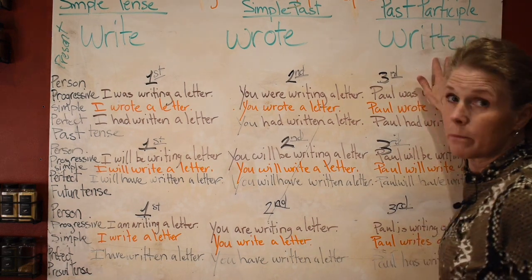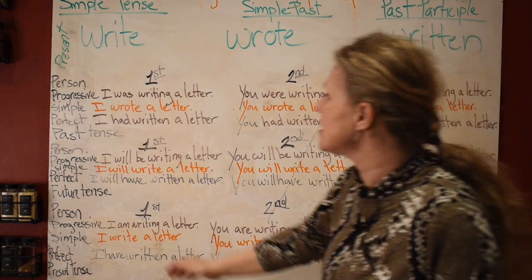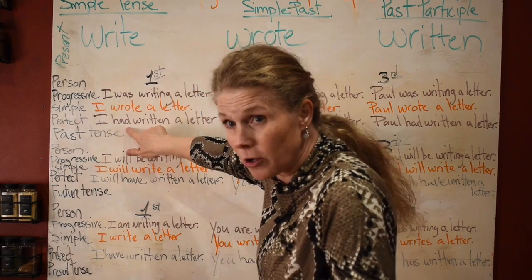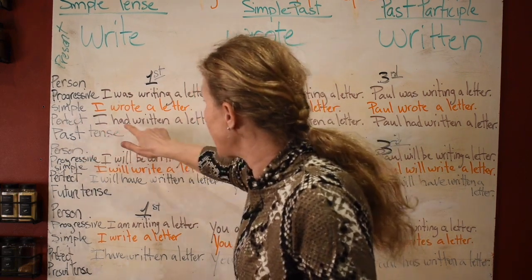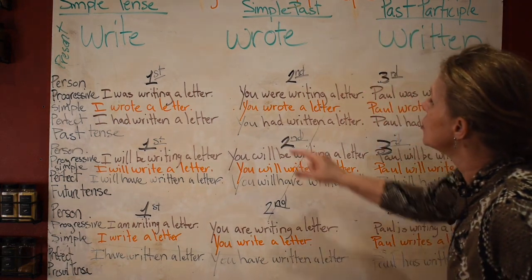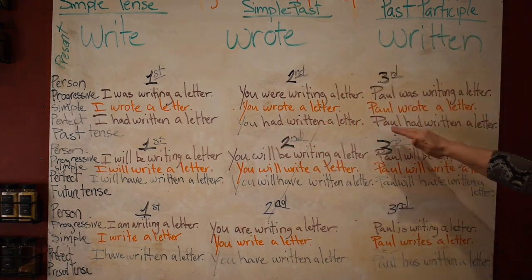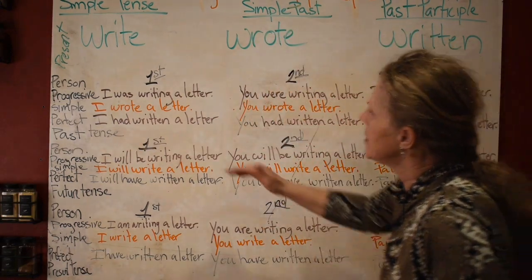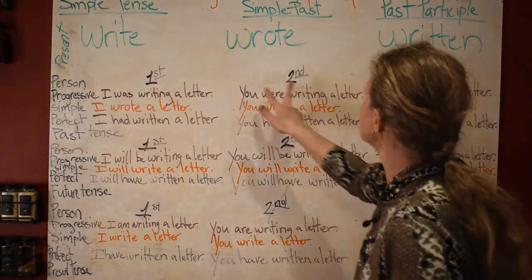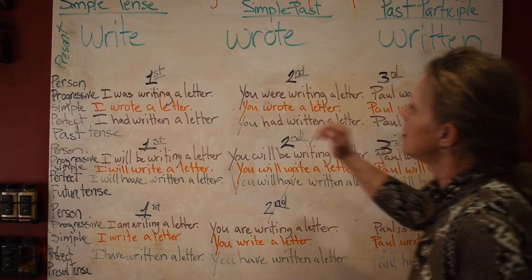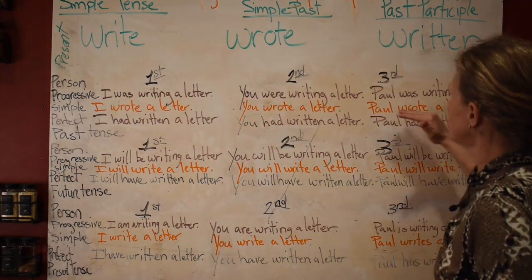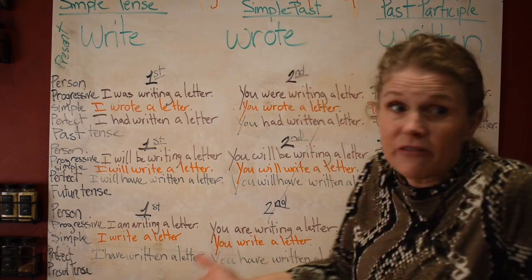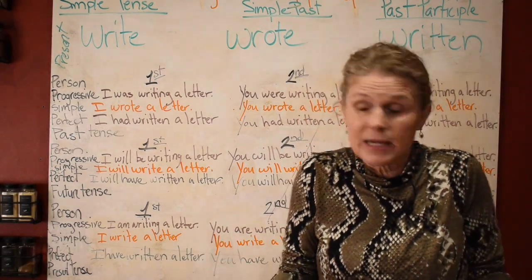Now for the perfect, what do you use for the perfect? You need an auxiliary verb. Yes, exactly. So now we're sitting in the past tense, so that takes the past tense verb. And you say, I had written a letter, you had written a letter, Paul had written a letter. But see how these do not change in the past? This will change in second person, but it doesn't change very much. They're all the same. But look, future tense will be very similar. It's pretty basic and easy.